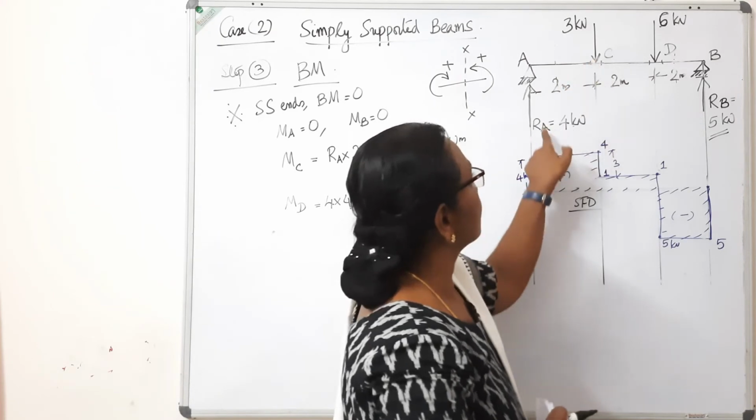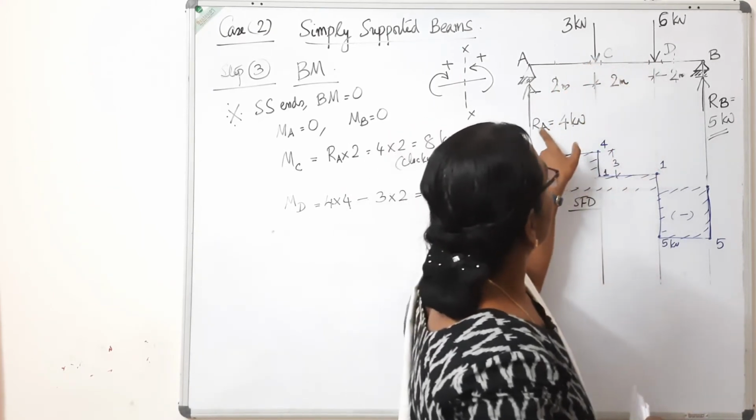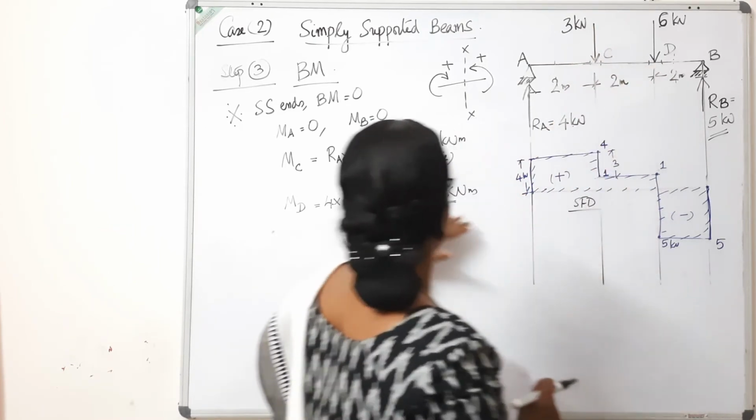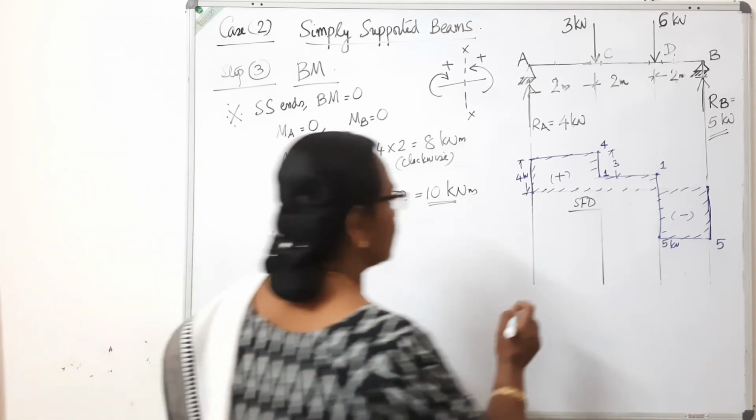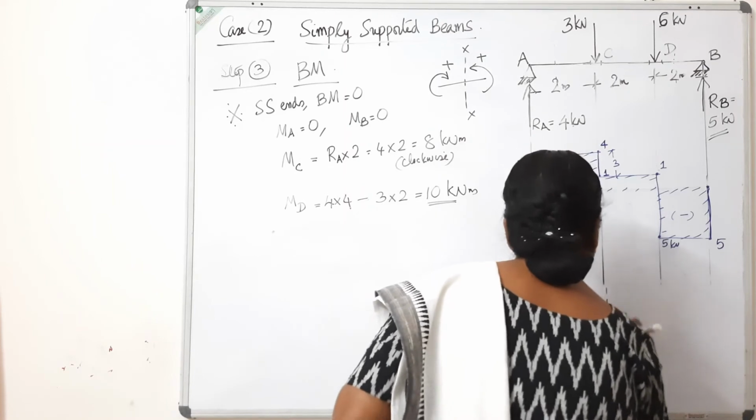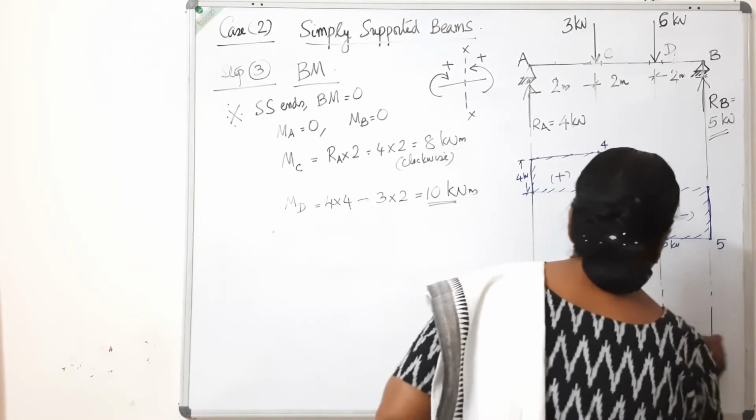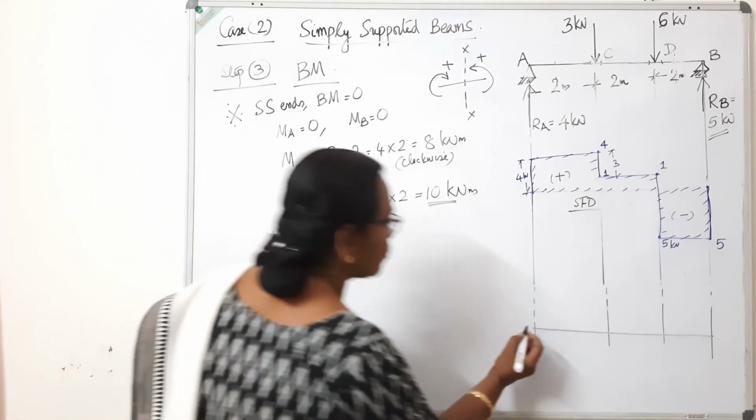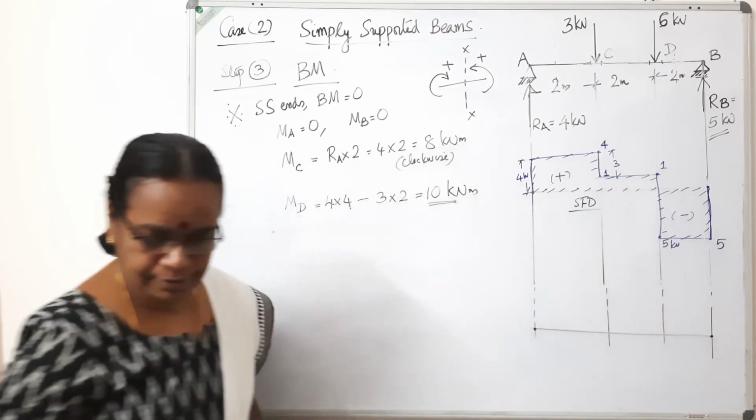MA 0, MC 4 into 2, 8. MD 4 into 4, 16, minus 3 into 2, which is 10. MA and MB 0. So now we can draw the diagram. Draw a baseline. Here all the values are positive values. MA 0, MB 0. So both these points are on the baseline.